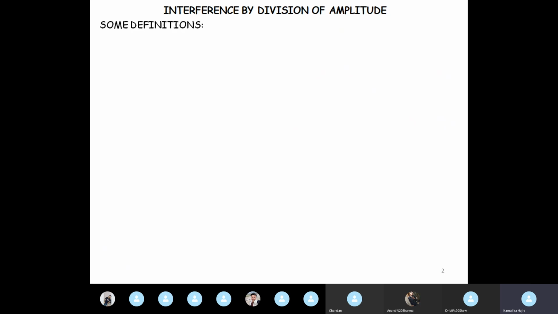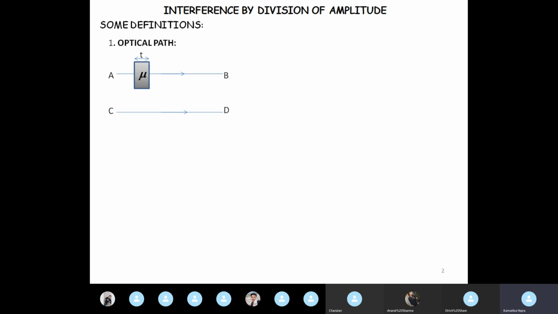Okay. So before we actually start studying interference by division of amplitude, we need to know certain definitions. The first definition is that of optical path. All right. So what is optical path? This is a bit similar to the problem of Young's double slit experiment that we studied, where we placed a transparent material in front of one of the slits.